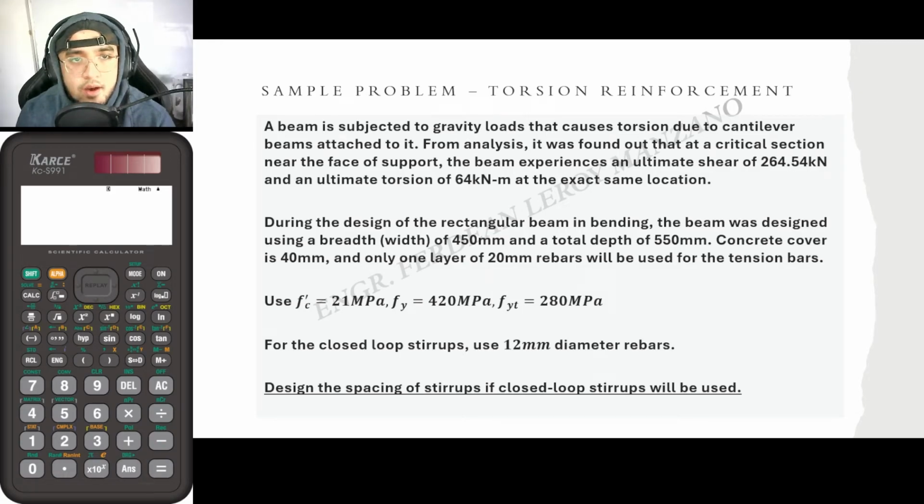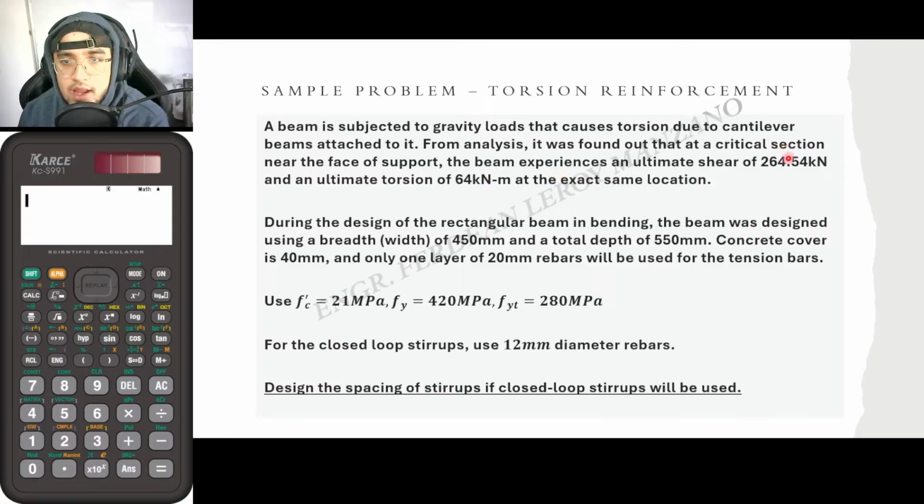Okay, so let us now have this sample problem for torsion reinforcement. In this situation, a beam is subjected to gravity loads that cause torsion due to cantilever beams attached to it. From the analysis, it was found that at a critical section near the face of support, the beam experiences an ultimate shear of 264.54 kilonewtons and an ultimate torsion of 64 kilonewton meter at the exact same location.